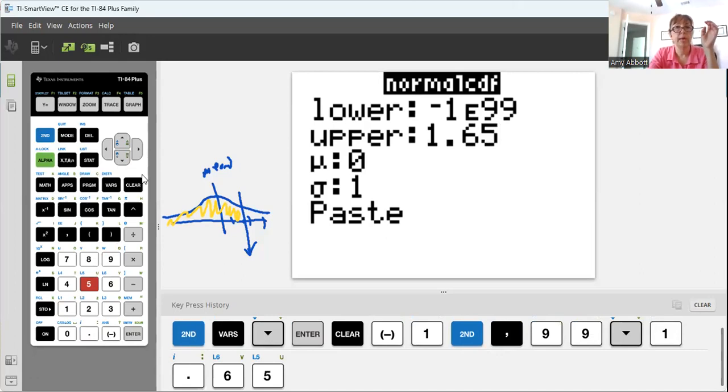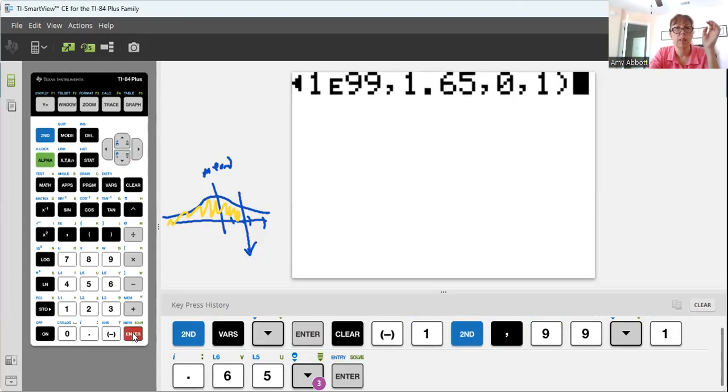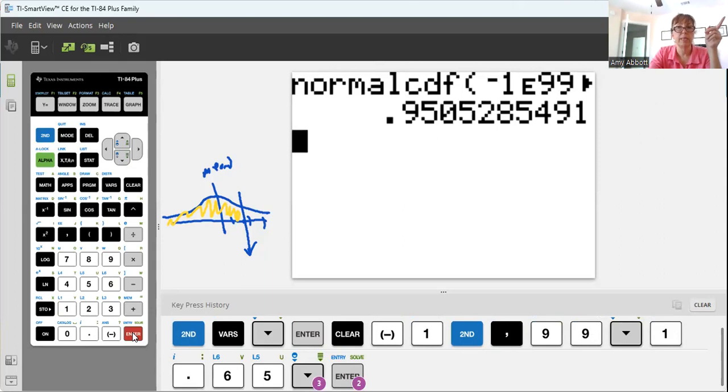And then we go down to paste, enter, enter again. That's the answer. They wanted it to 4 decimal places.